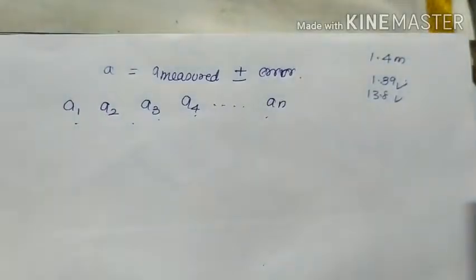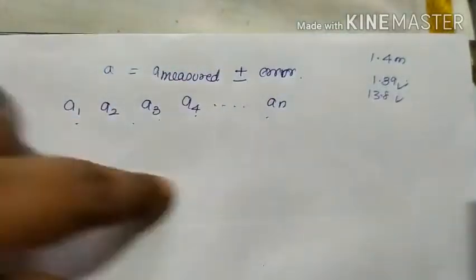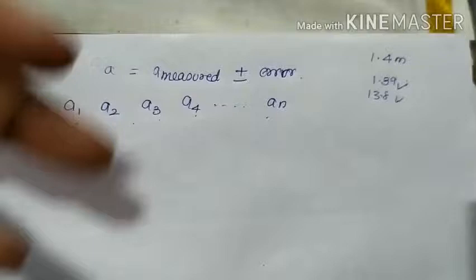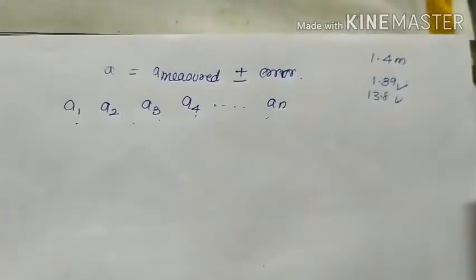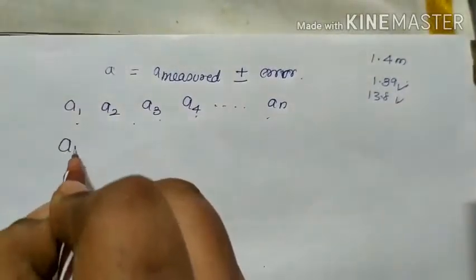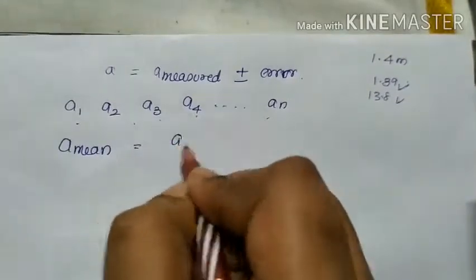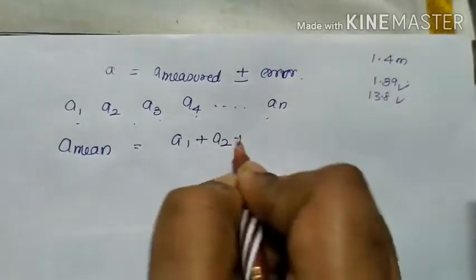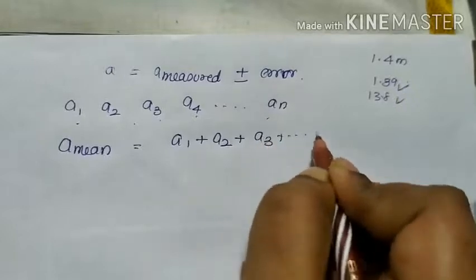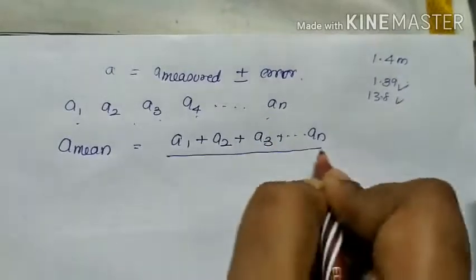So how would you take this? You would have done some science experiments, and what would you do after 5 or an odd number of readings are done? You add them up. You find what is known as the mean value. So what would that be? It would be A1 plus A2 plus A3 and so on up to AN, the whole divided by N.